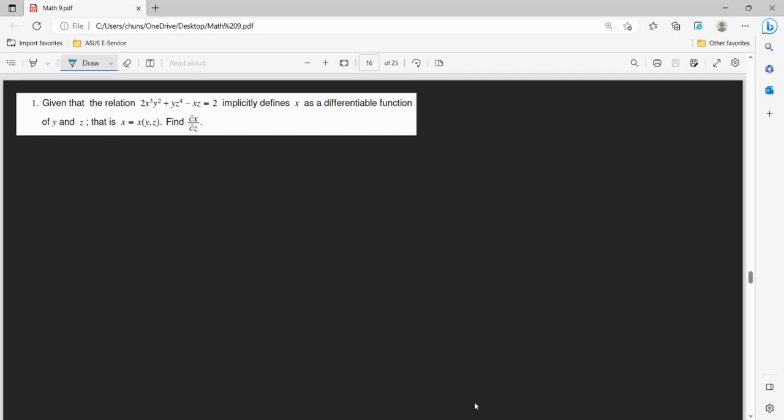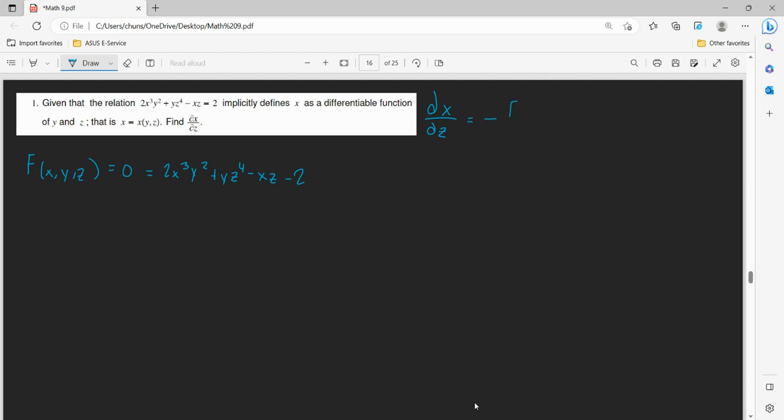All right, so for our first example, we're going to keep it nice and simple. We're given our function F(x, y, z), and I'm just going to modify this so it's equal to 0. So this is 2x cubed y squared plus y z to the 4 minus xz. I'm going to move that 2 to the other side. Okay, and it wants us to find our derivative of x with respect to z.